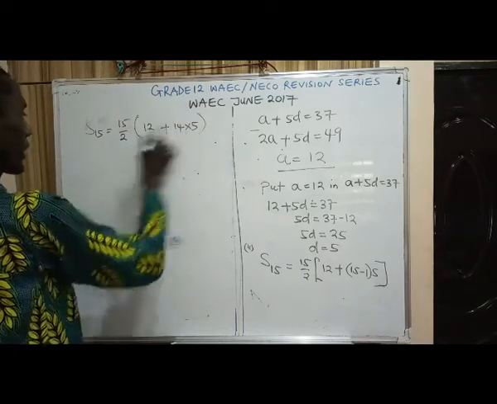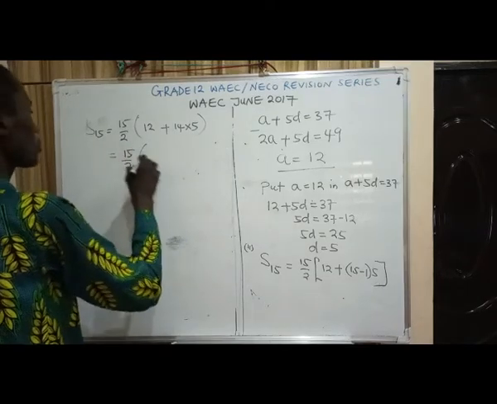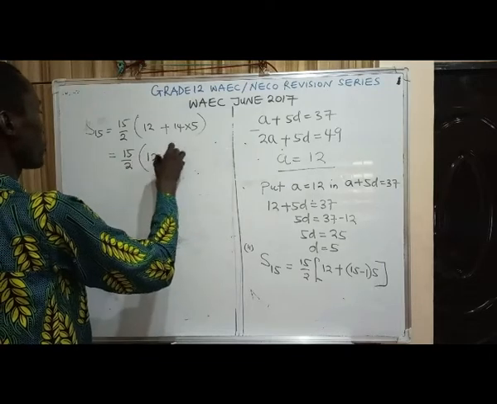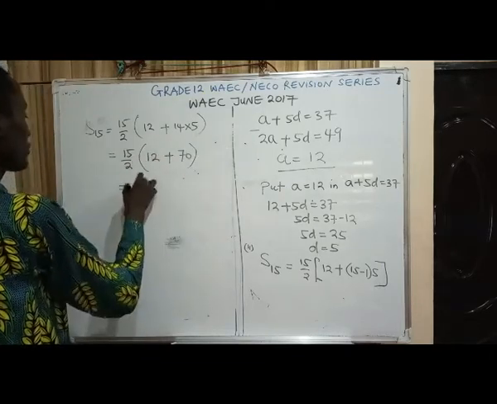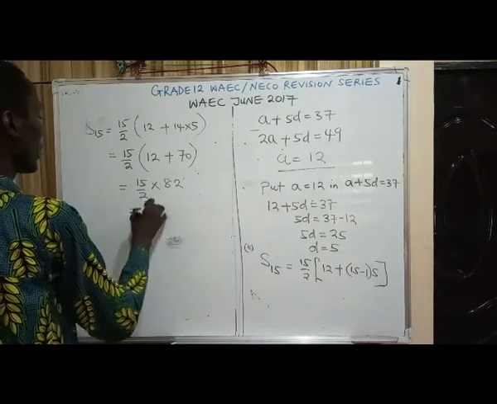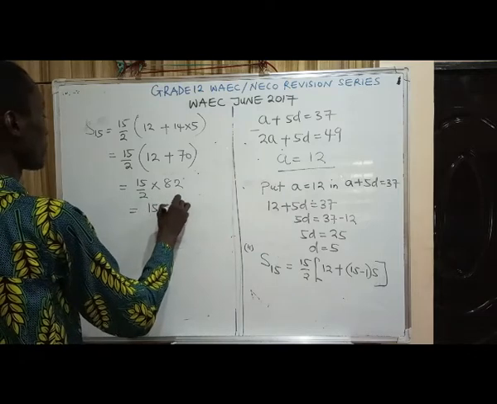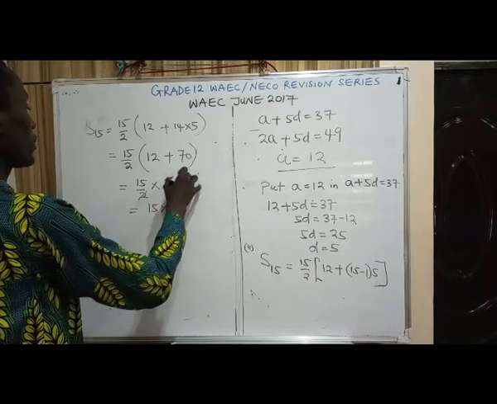Now I need to do the bracket first. This will give me 15 over 2 into 12 plus 70, and that will mean 15 over 2 times 82, and that will give me 15 times 41. How did I get my 41? 2 goes into 82 41 times.